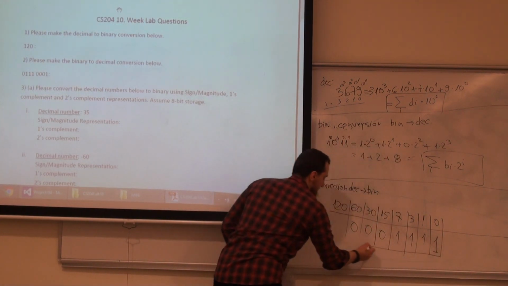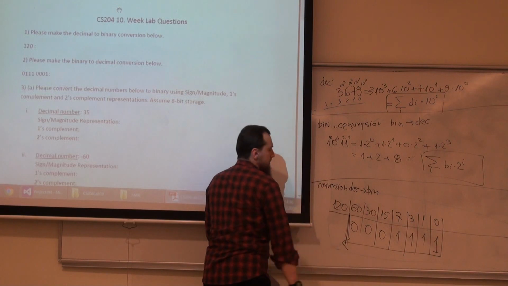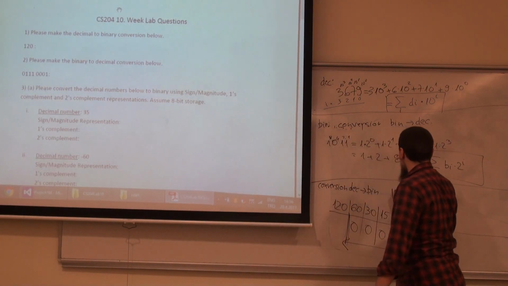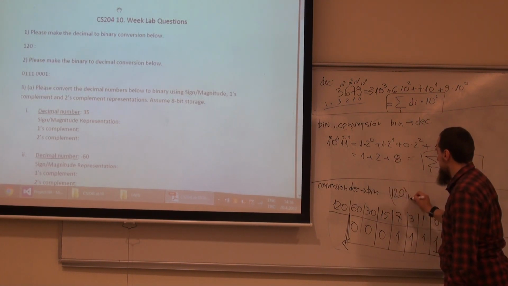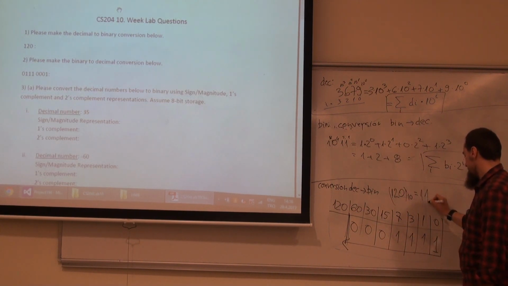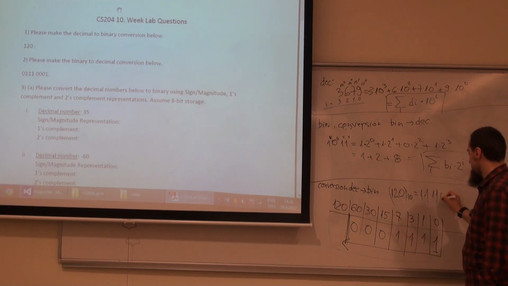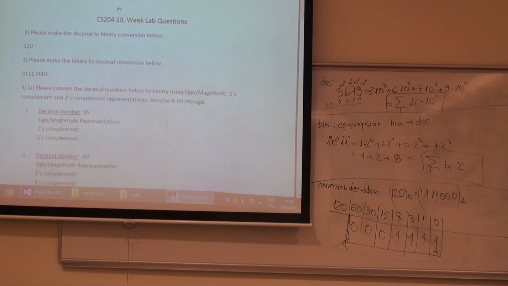Our number will be this one. Starting from here, this is the most significant bit to the least significant bit. So 120 in base 10 is equal to 1, 1, 1, 1, 0, 0, 0 in binary. If you don't trust me, you can go 1 plus 2 plus 4 plus this is 8, this is 16, this is 32, this is 64. Add those numbers, you'll get 120.